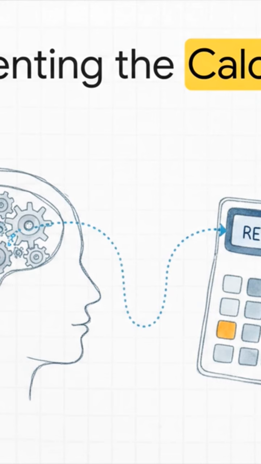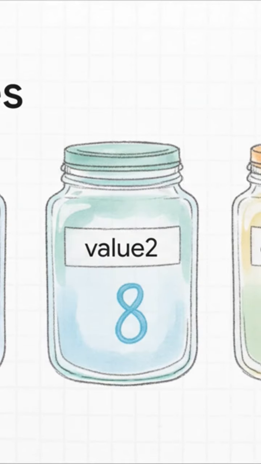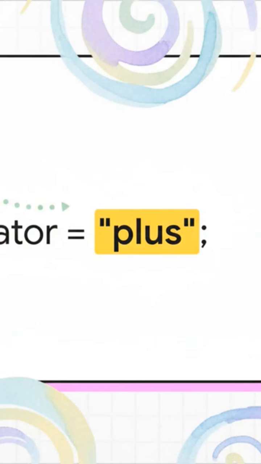All right, on to the brains of the whole thing, the calculation logic. How does it actually do the math? Well, the app uses variables. These are just little boxes to remember the numbers and the chosen operation. So when you hit the plus button, the code stores the word plus. It's a little note for later.